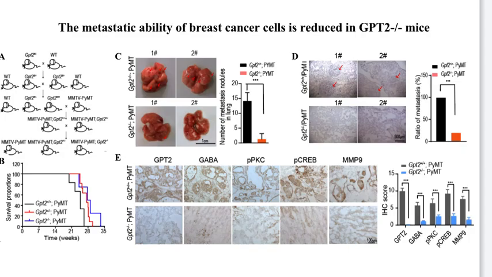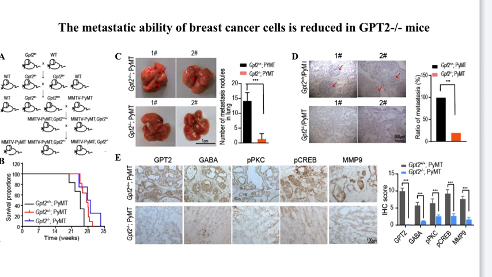In order to investigate the effect of GPT2 on breast cancer metastasis, we first introduced a GPT2 gene knockout C57BL6 mice, and then mated with MMTV-PyMT mice to generate MMTV-PyMT; GPT2 plus minus and MMTV-PyMT; GPT2 minus mice. As shown in figure B, the knockout of GPT2 to some extent extended the overall survival of tumor burden mice compared to the wild-type breast cancer mice model.